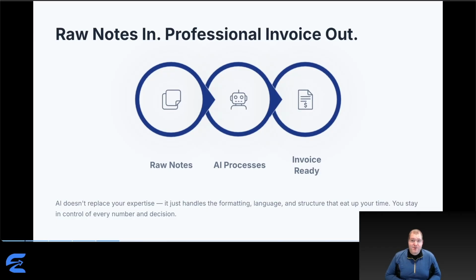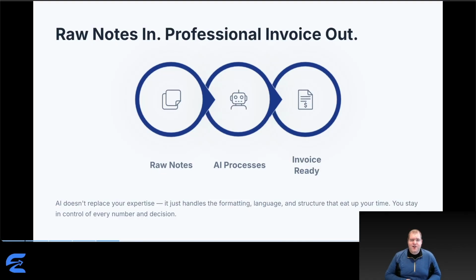This is the core of what we're demonstrating today. You take your rough project notes, the kind of shorthand you actually write during a job, not a polished summary, and you feed them into a structured prompt. AI processes that input and produces professional, client-facing invoice language on the other side. You stay in control of every number and every final decision. The dollar amounts, the quantities, the go or no go before it leaves your outbox. All of that stays with you.